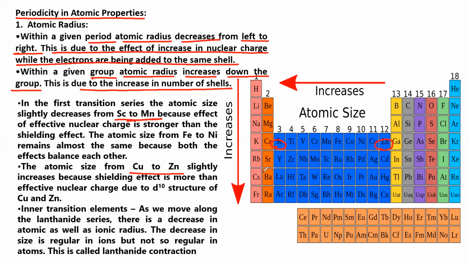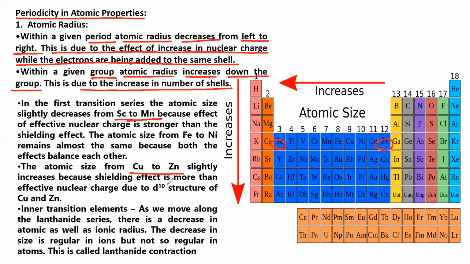Because copper is having 4s1 3d9 configuration, and zinc is having 4s2 3d10. So due to the completely filled subshell, the shielding effect is more than the effective nuclear charge. Due to this, what happens? Atomic size slightly increases. So if the shielding effect is more, atomic size increases. If the shielding effect is less, atomic size decreases. If nuclear charge is more, atomic size decreases. If nuclear charge is less, atomic size increases.